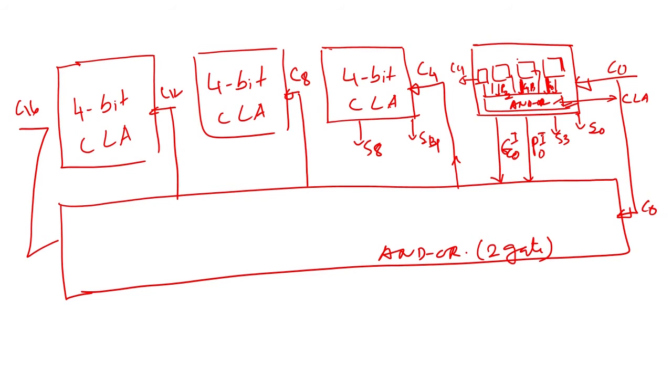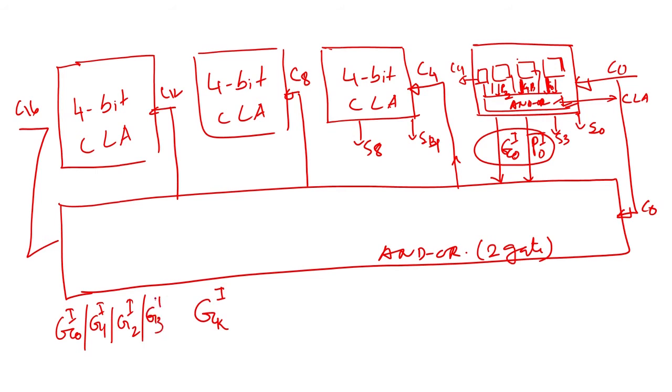Now, we need to analyze what will be the gate delay for this part, G0 I and P0 I, after giving input, that is xi, yi and all parts. Okay. So, first we analyze GKI, that is G0, it can be G0, G1, G2, G3I. What will be the gate delay for generating this one?